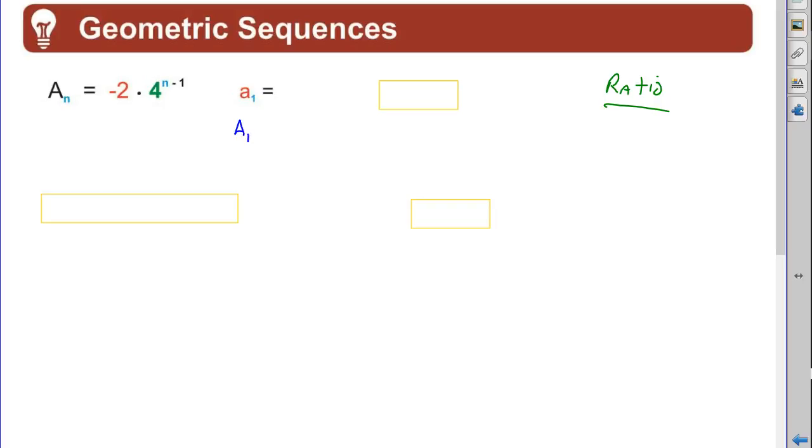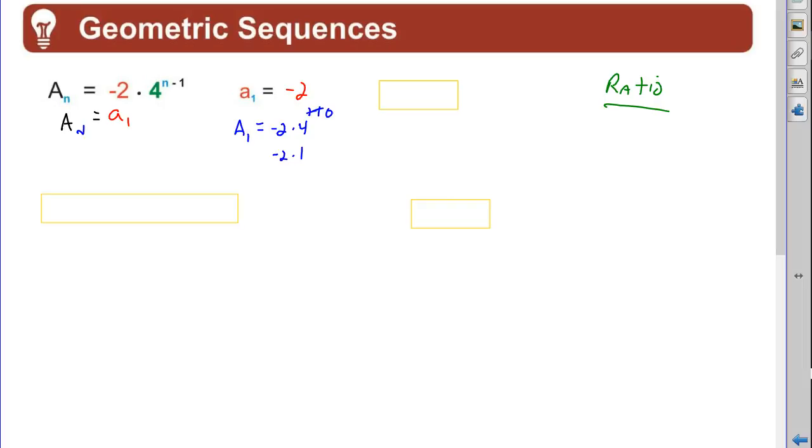So a sub 1 is negative 2 times 4 to the 1 minus 1. 1 minus 1 is 0. Anything to the 0 power is 1. Negative 2 times 1 is what? Negative 2. The first term is negative 2. And again, if you know the explicit formula, you know that it's a sub n equals a sub 1, the first term. So we know that that's right there.